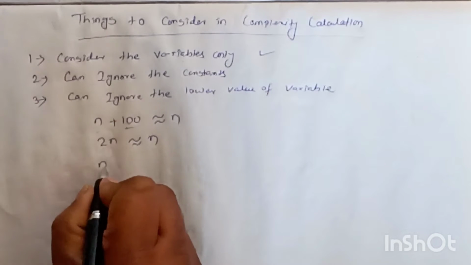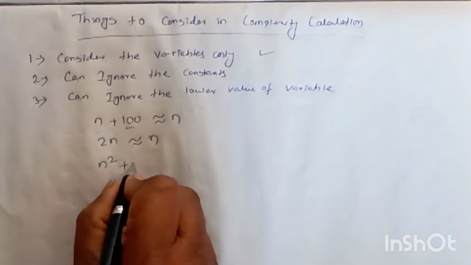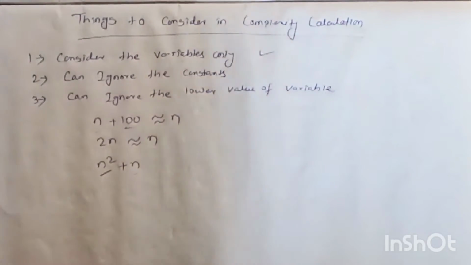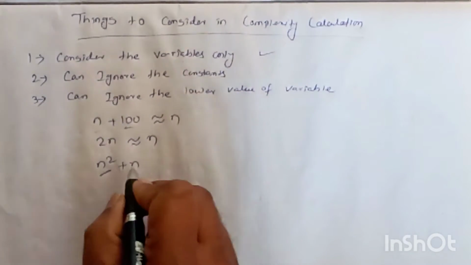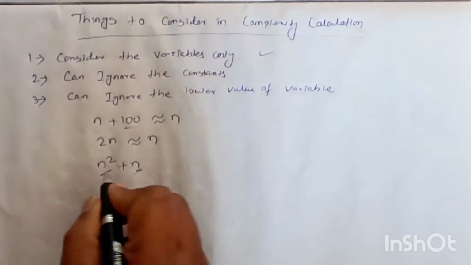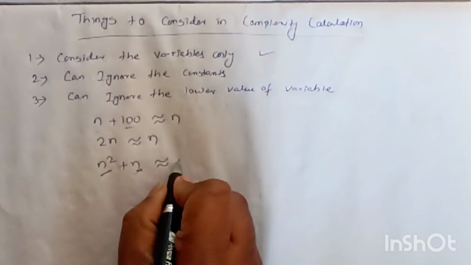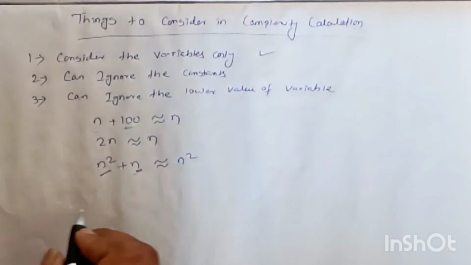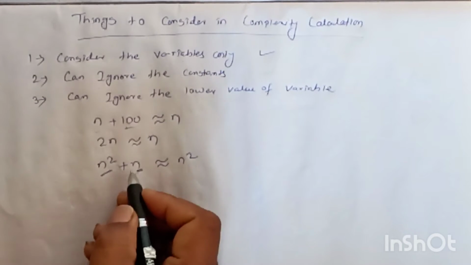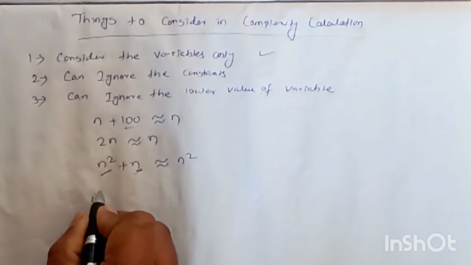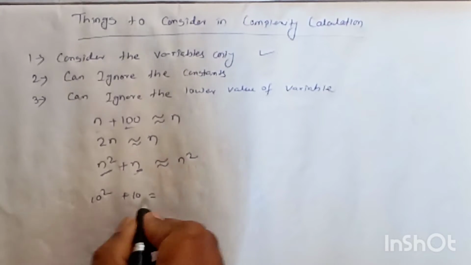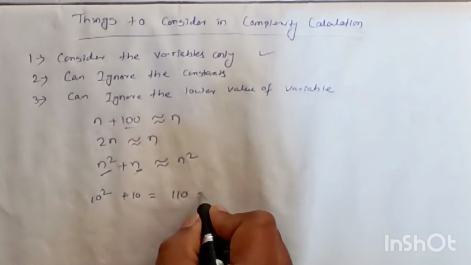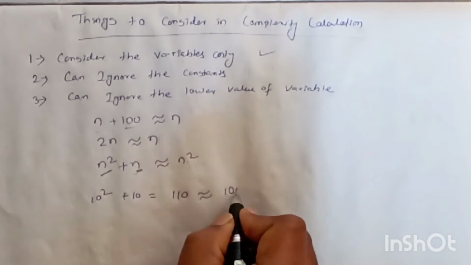Let's say we get n square plus n. n square is bigger than n, so in that case you can ignore this n. You can say it's equivalent to n square. Let's say your n value became 10. So what will the n square plus n value be? n square plus n will be 10 squared, plus 10, which is equal to 110. And here we are saying it is equivalent to 10 squared, meaning 100.